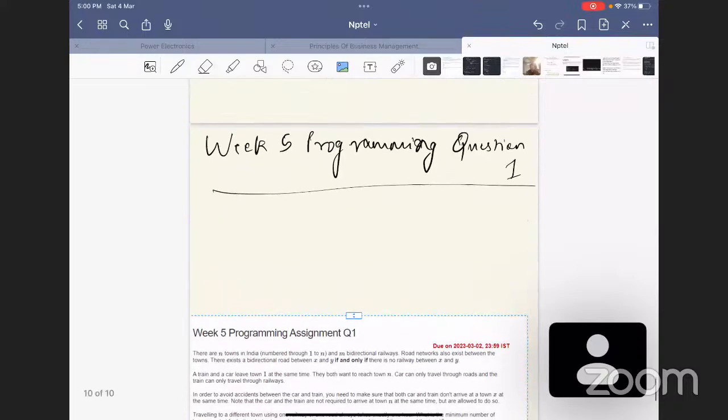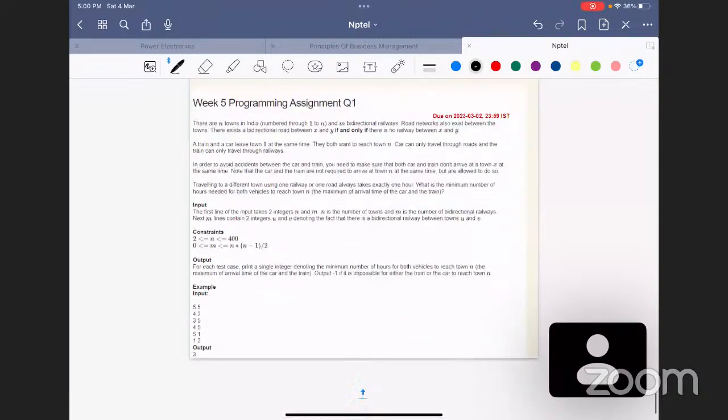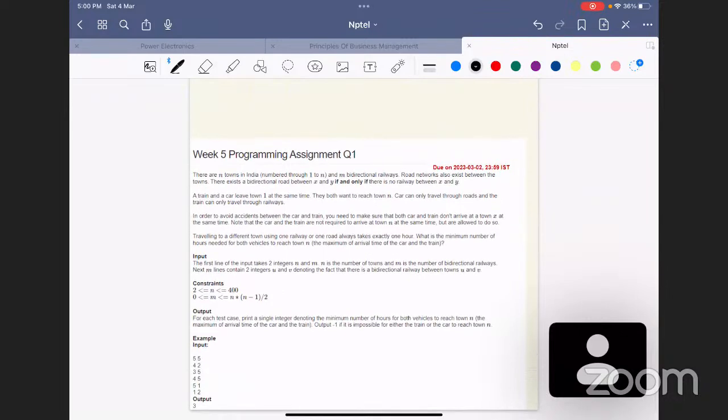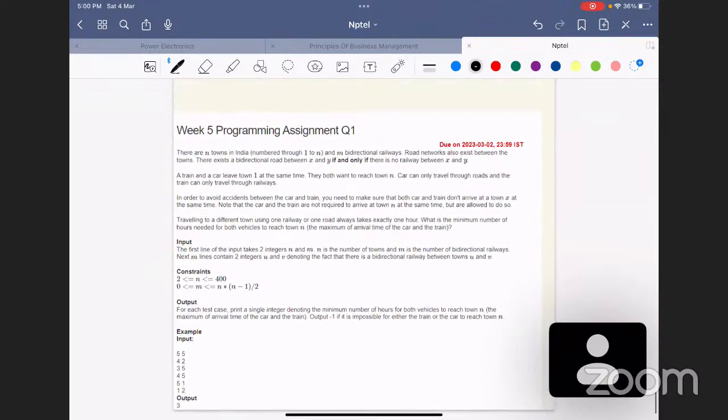So, welcome to the week 5 programming question number 1. This week is based on DFS and BFS, which are tree traversal algorithms, very useful in competitive programming questions as well as data structures and algorithms. In the previous live session, I had explained the problem statement, but once again, we will go through it. It says there are N towns in India and M bidirectional railways.